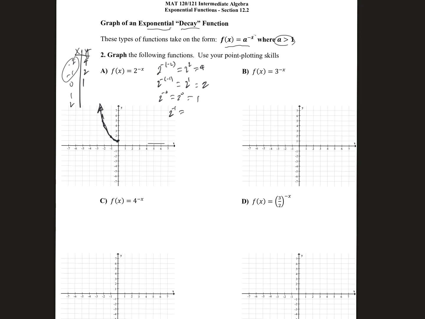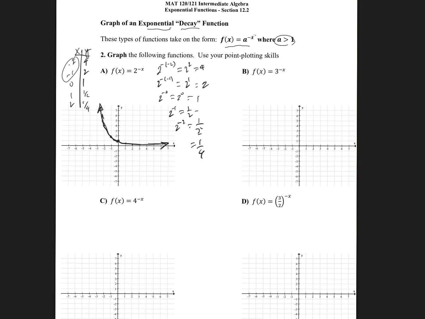Putting a -1, we get 1/2. And putting in a 2, we get 1/2 squared, which is 1/4. Okay, and sure enough, there's the half point, and there's the 1/4 point. So then you can see that the decay function is slightly different than the growth function.